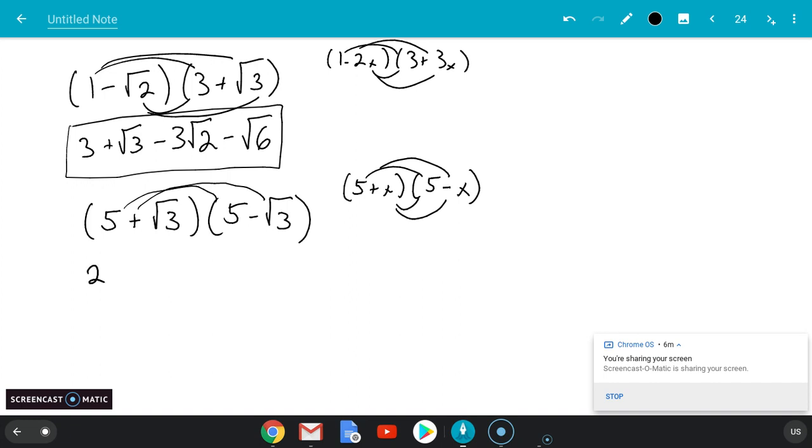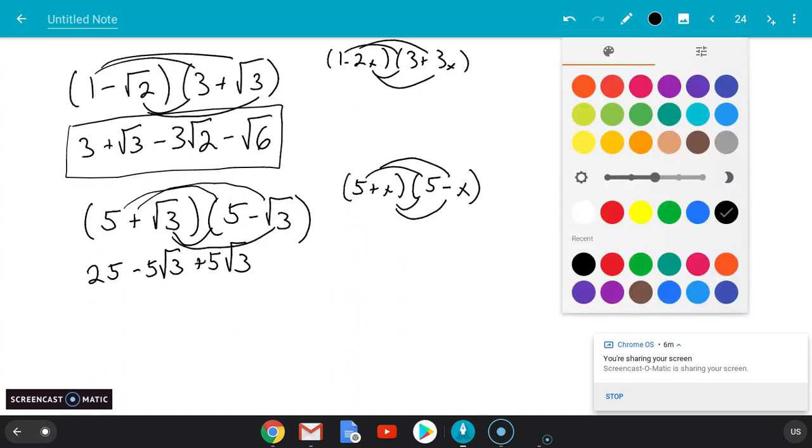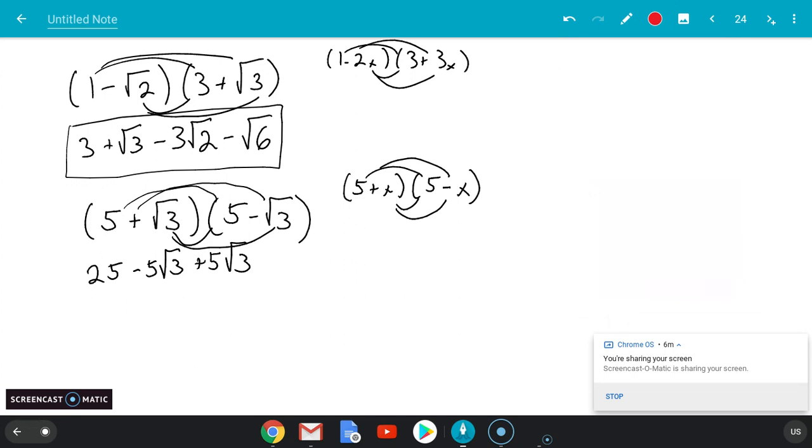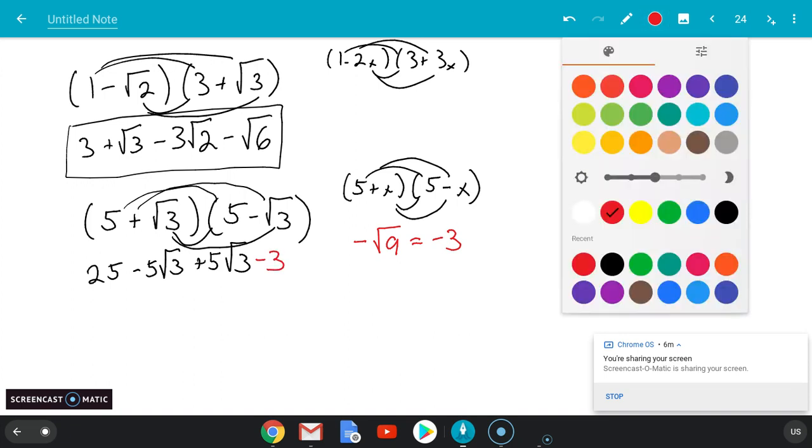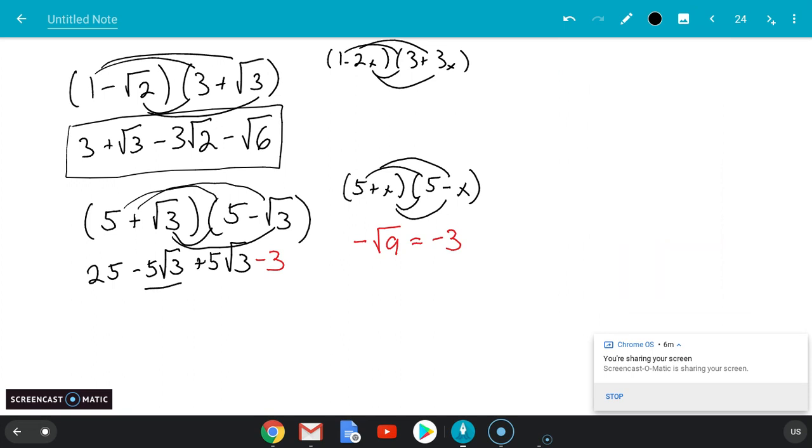5 times 5 is 25. 5 times negative square root of 3 is negative 5 square root of 3. 5 times square root of 3 is positive 5 square root of 3. And the square root of 3 times negative square root of 3, well, as we talked about before, we can multiply the insides. But what does that simplify down to? Square root of 9 is 3. And then by combining like terms, these go away. And 25 minus 3 is 22.